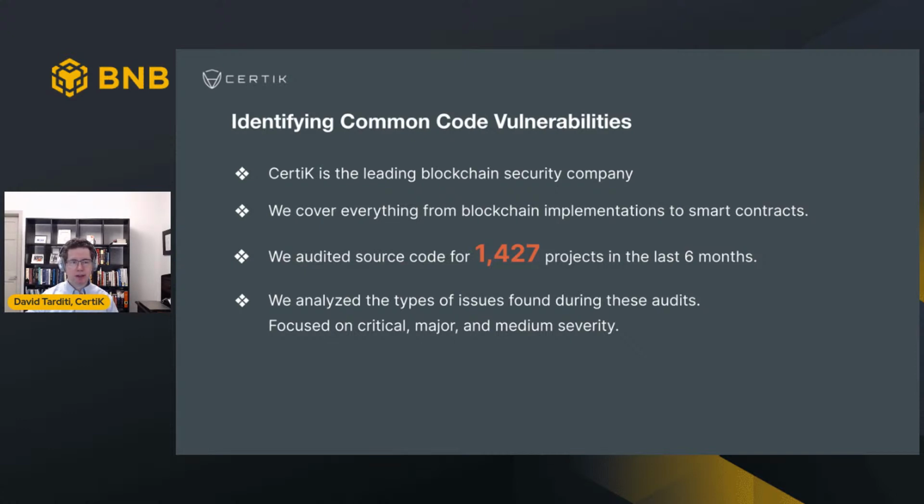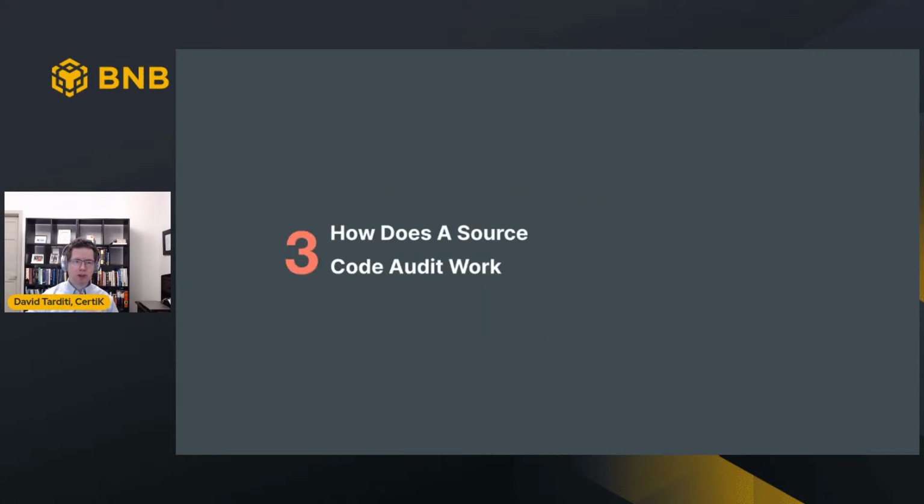When we audited the projects, we classified the issues found as critical, major, medium, minor, and informational. The critical and major ones are really the ones you have to pay attention to. They're really important. Medium also is important. And so we looked at those types of issues found in the audits and analyzed them to see what's causing these issues, what's frequent.